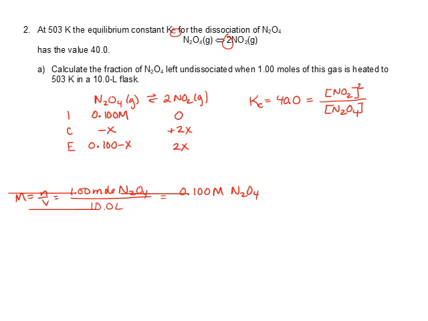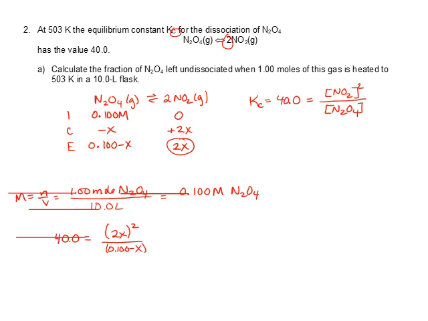We now want to plug these equilibrium expressions into our Kc term. So we have 40 is equal to the concentration of NO2 squared. Our equilibrium concentration of NO2 is 2x, so we're going to square that term, and then divide that by the concentration of N2O4, which is 0.1 minus x. Unfortunately, we don't have a perfect square in this case, so we're going to have to do a little more algebra.